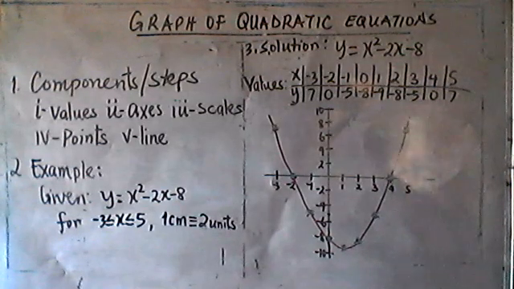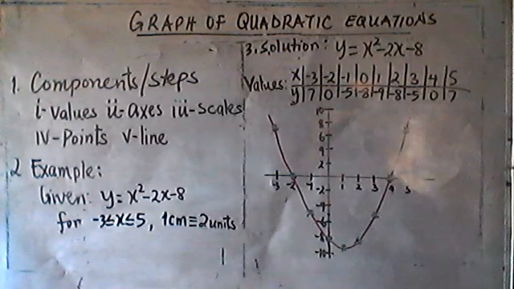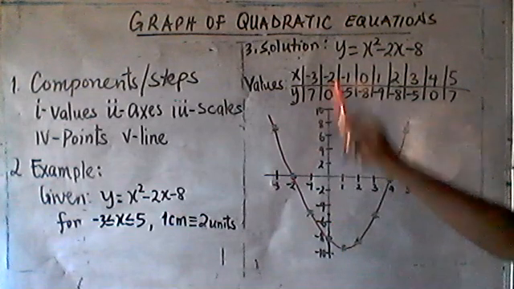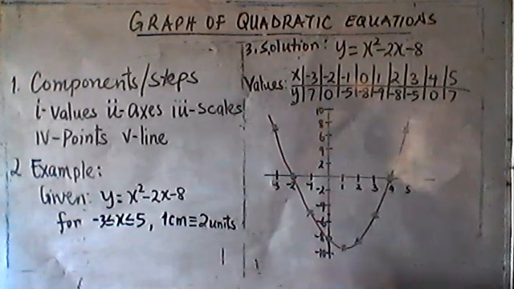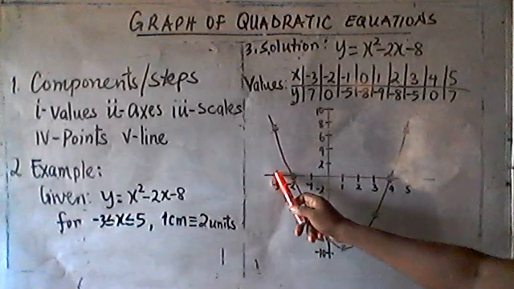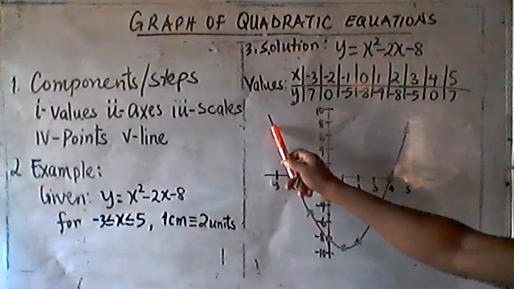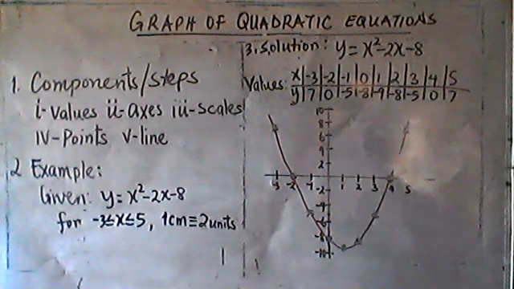Now, the points. You locate the points. You take the value of x and its corresponding value of y and locate the point. Where the two values meet is the point. For instance, x minus 3 meets y at 7 here. That is a point.